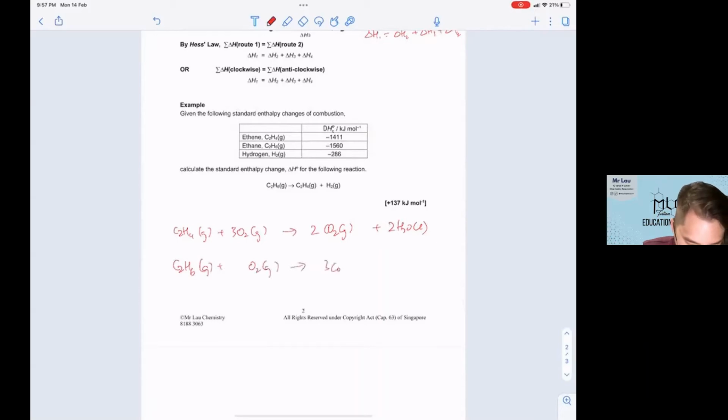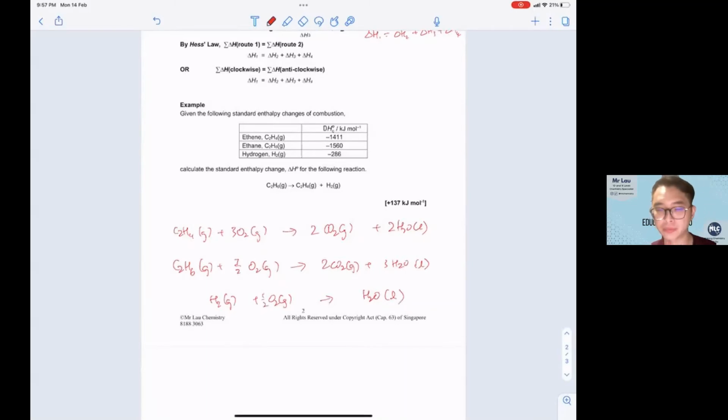It gives you 2 CO2, but 3 H2O this time round. This will be a total of 7/2 O2 gas. Lastly, hydrogen gas. Okay, half O2 gas. Next, we look at what they want.